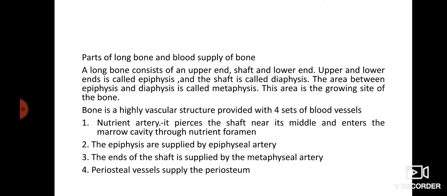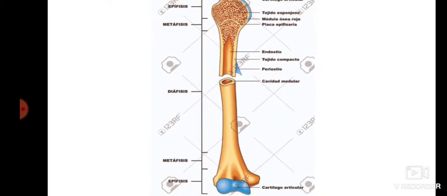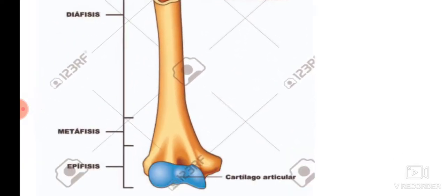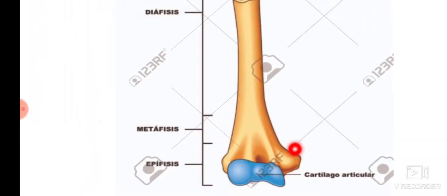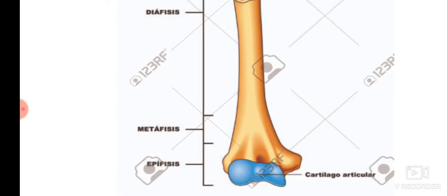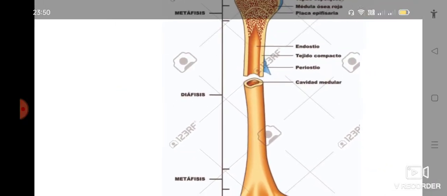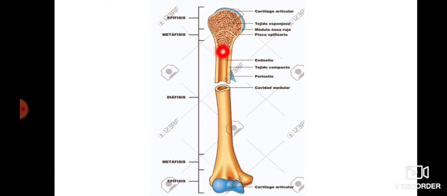Now we will see the parts of a long bone with its blood supply. In this picture you can see a long bone with its different parts. Each long bone consists of two ends, and these two ends are called epiphyses. This is the proximal epiphysis, this is the distal epiphysis. The shaft of the long bone is called diaphysis.